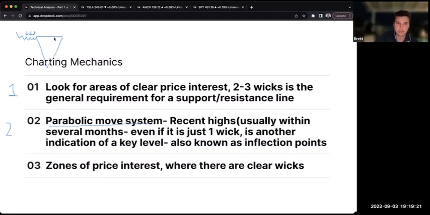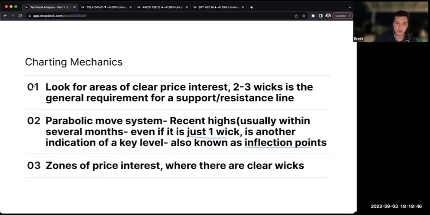The reason why is because you tend to have a lot of unfilled sell orders sitting there because it moved down so quickly. There's going to be a lot of unfilled sell orders sitting in the zone. So if it pops back into it, you're going to see a sharp reversal off that level. So even if there's only one wick off this level, it's going to be a key level for me. You can call it an inflection point, you can call it a parabolic move, you can call it whatever you want.